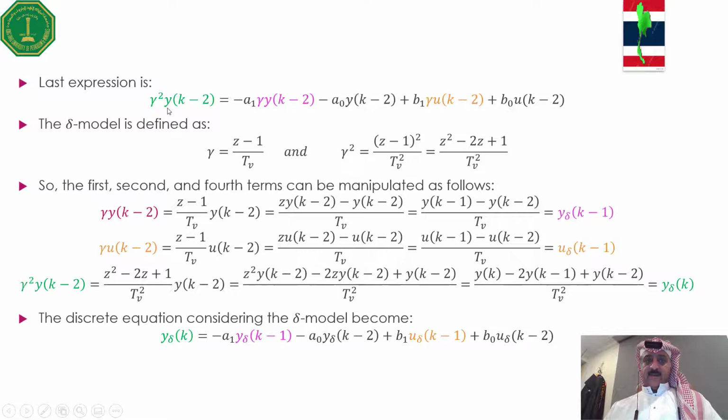And we do a similar thing, for instance, gamma squared y k minus 2. What is gamma squared? We have it here. We plug it here. So z squared y k minus 2, again, will become y k, and so on. We call this one discretized y k. And this is a discretized equation using the delta model.